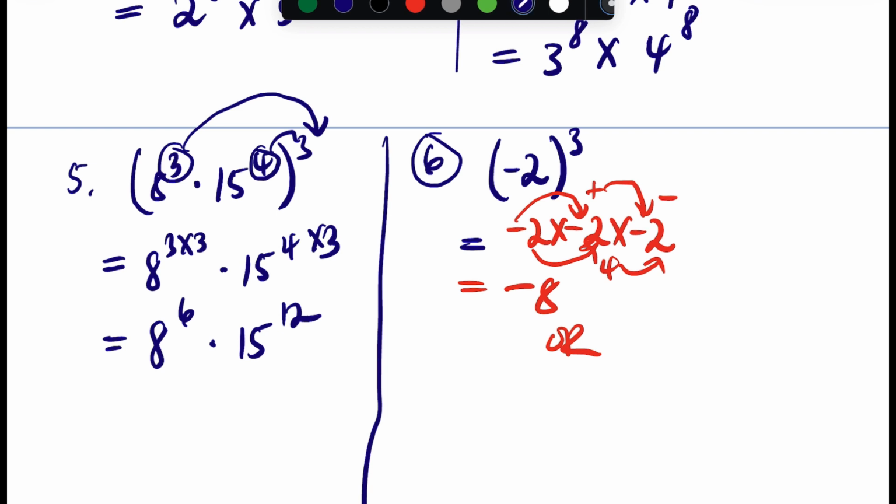So the shorter way for that, we're going to say a negative integer powered by an odd number, your answer is going to be negative. So negative 2 to the power 3 is going to be negative, and then your 2 to the power 3 is what? Is 8. It's easy like that.